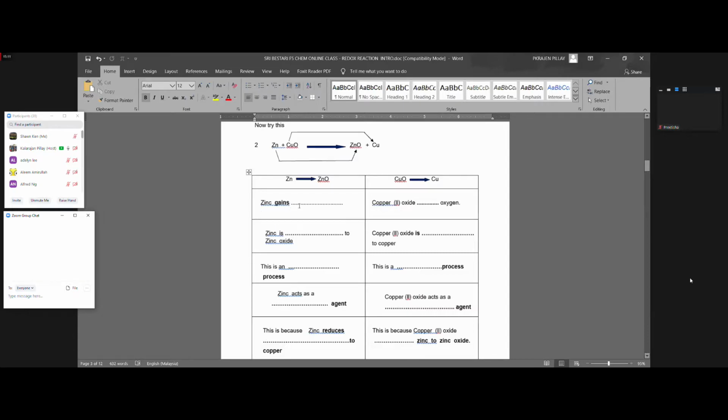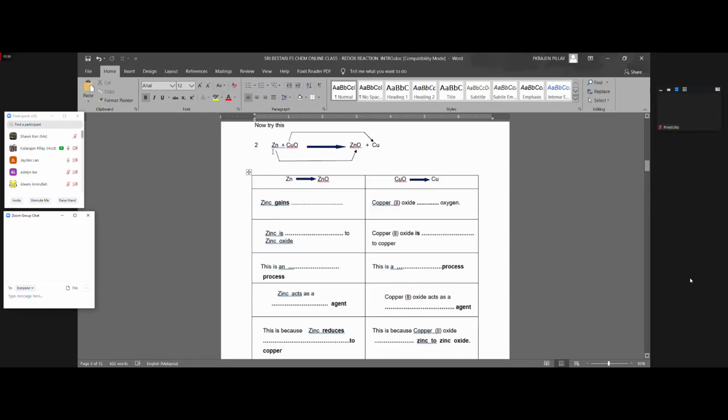Zinc gains oxygen. Okay, you're going to give me the whole answer for everything. Zinc gains oxygen. No problem. Copper 2 oxide loses oxygen. Loses oxygen. Okay, very good. Okay, second one. Zinc is what? Oxidized. Oxidized. Very good, to zinc oxide.